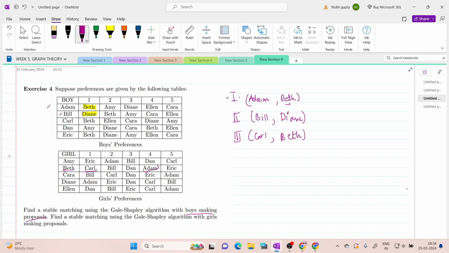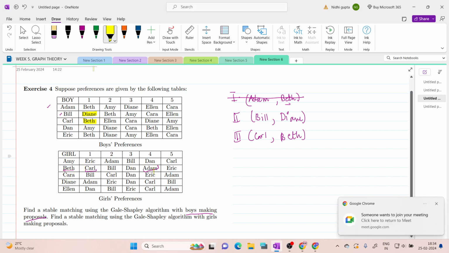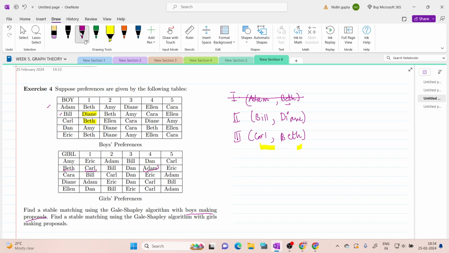And Adam will not be engaged, simply because there was a conflict. Carl preferred Beth, who was already engaged to Adam. Then we looked at the preference of Beth. Since Beth prefers Carl over Adam, Carl and Beth will be engaged and Adam will be free now.